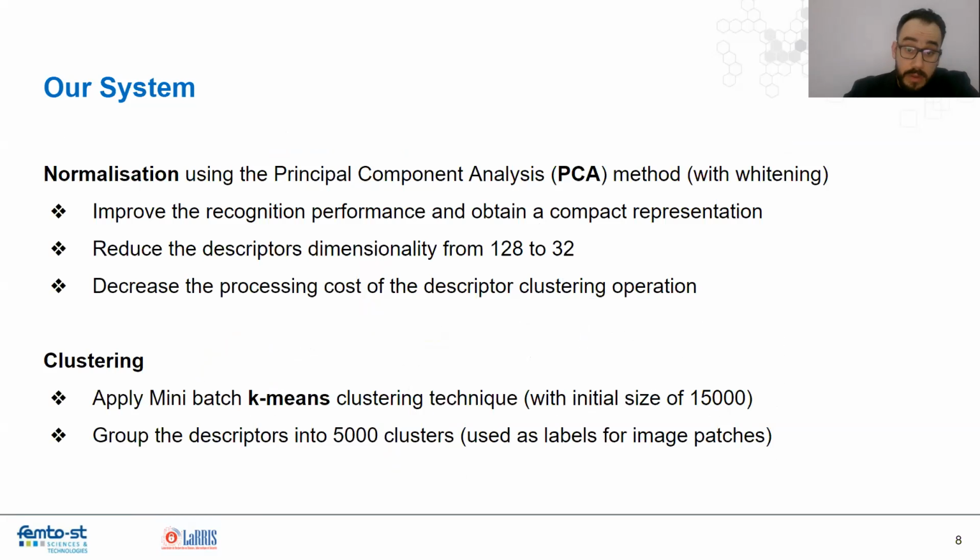After that stage, we do a normalization using PCA, principal component analysis, applying whitening to PCA in order to improve the recognition performance and obtain a compact representation. So we reduce the dimensionality of the feature vector from 128 to 32. In this way, we decrease the processing cost of the clustering operation.